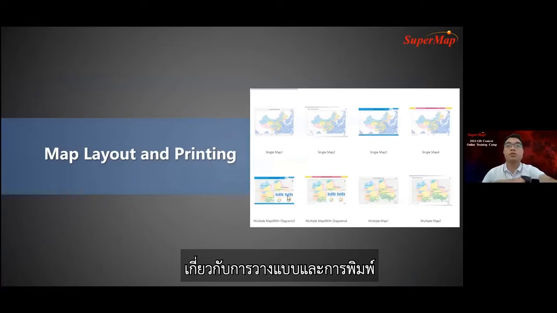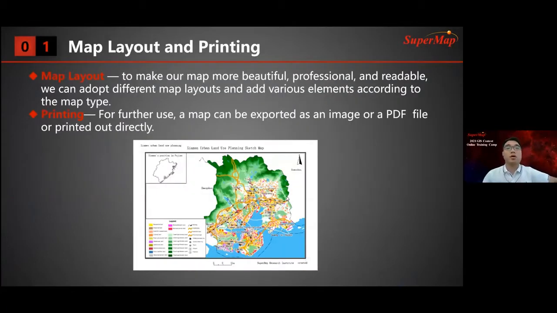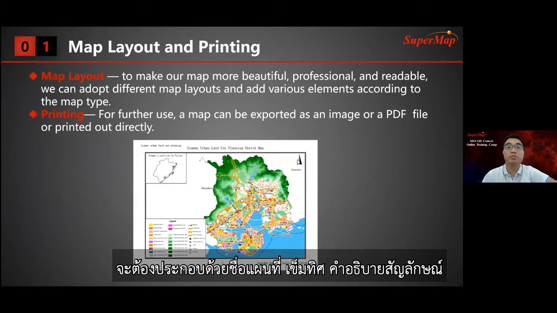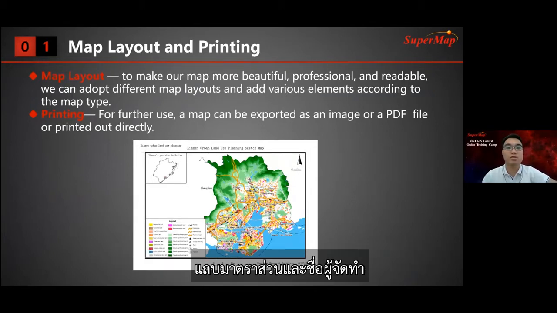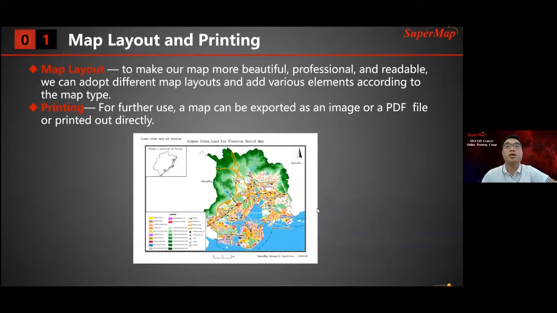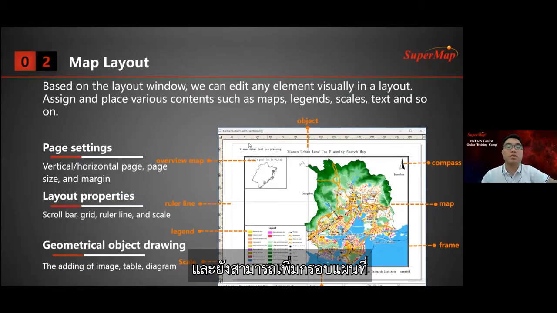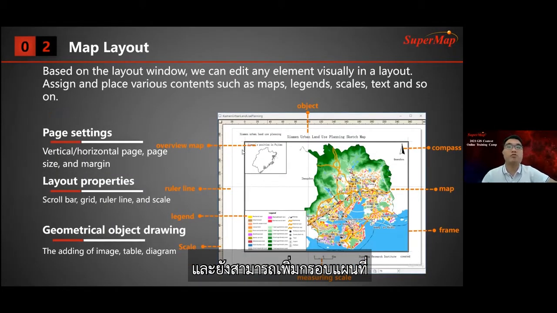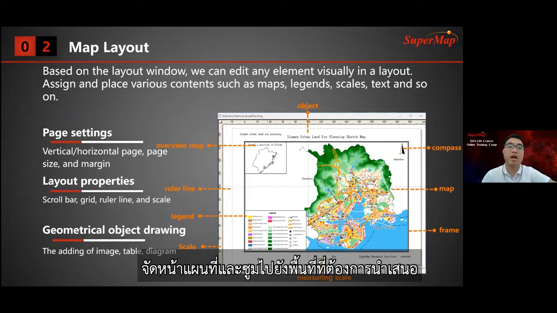About the layout and printing. You can see from this map, for the layout, you need to have the title, the north arrow, the legend, the scale bar, and also your name. Here you can also add a framework and select some specific region, and in the layout function, you can move your map and zoom in to your area.